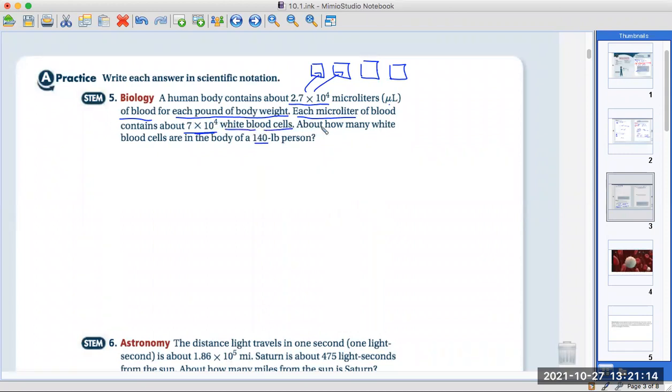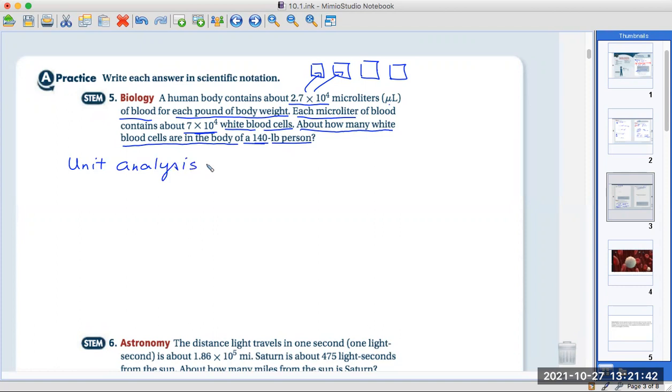Very complicated to understand. The question is about how many white blood cells are in the body of a 140-pound person. So we're figuring out, and it's a big number, I guarantee you, because these are all big numbers and we're going to multiply them, you'll see. And then we're going to multiply it by 140. So what I'm going to use is called unit analysis.